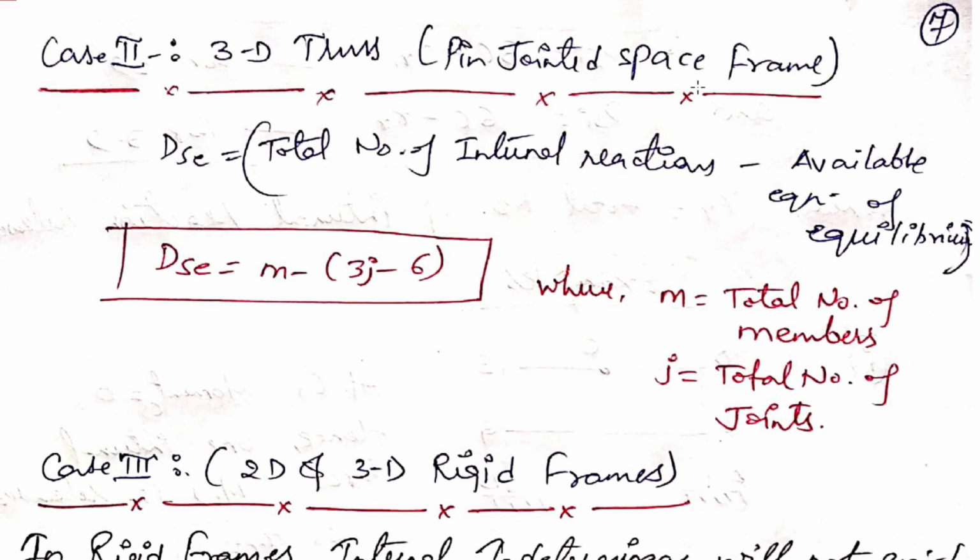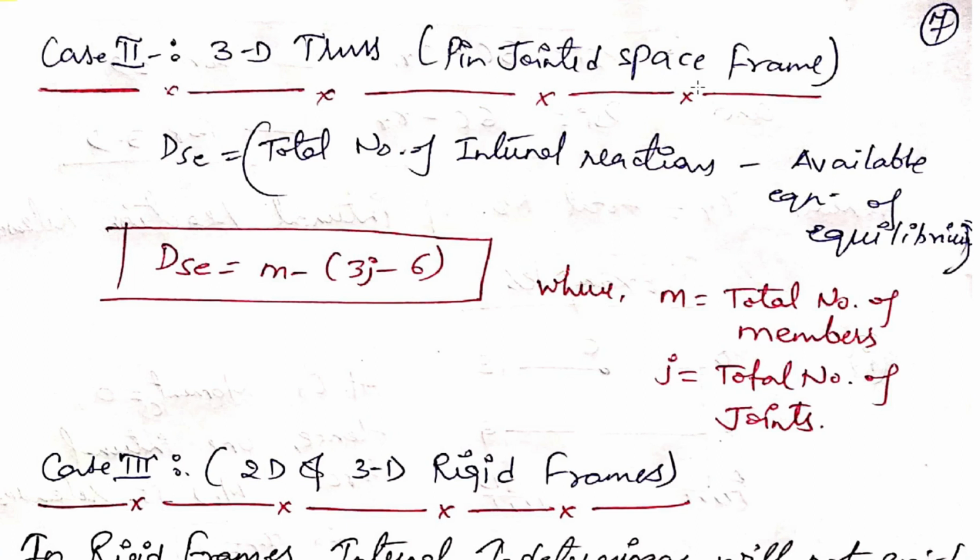But each joint has three conditions of equilibrium, that is summation of Fx equal to 0, summation of Fy equal to 0, and summation of Fz equal to 0. Therefore, the total conditions of equilibrium at j number of joints will be 3j. Out of 3j equilibrium conditions, 6 conditions are used to find external support reactions.